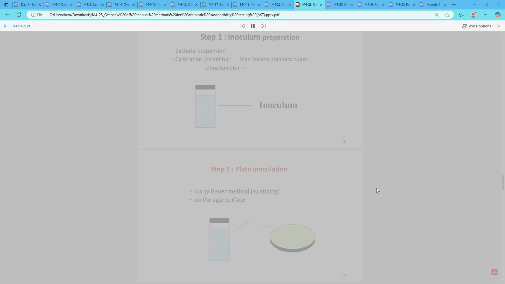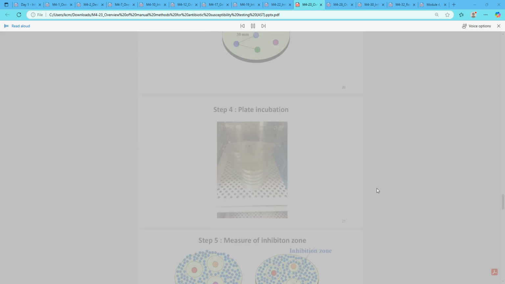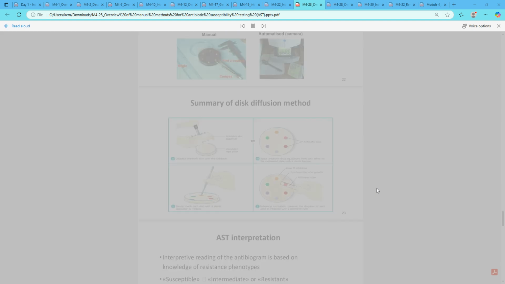Step 1. Inoculum preparation: bacterial suspension, calibration of turbidity with McFarland standard tubes or a densitometer. Kirby-Bauer method: swabbing on the agar surface. Disks are applied 30 millimeters apart. Step 4. Plate incubation. Reading can be manual or with an automated camera.